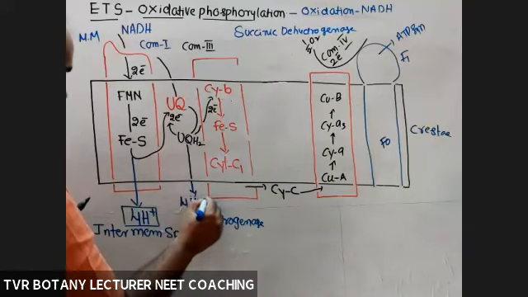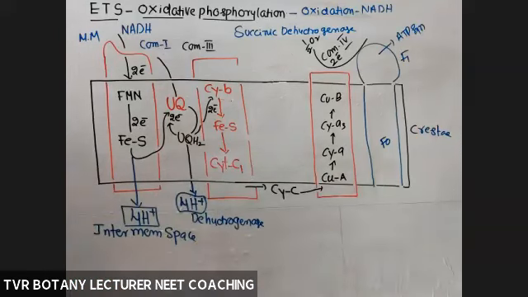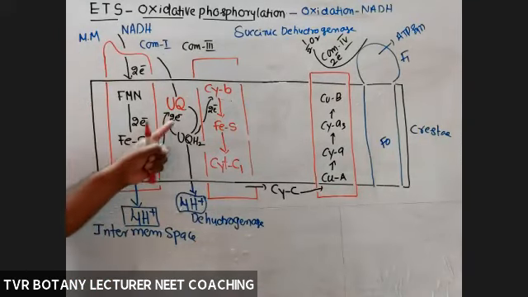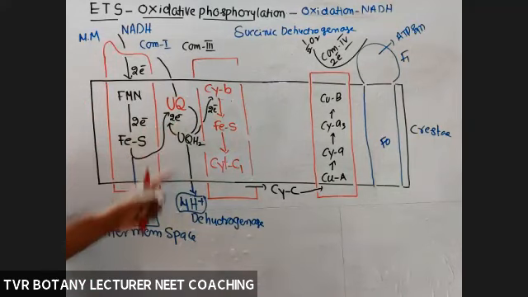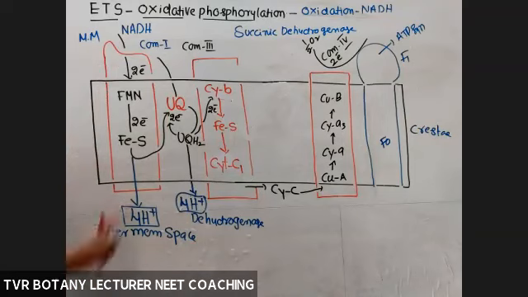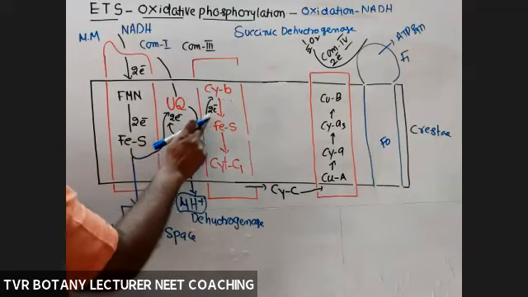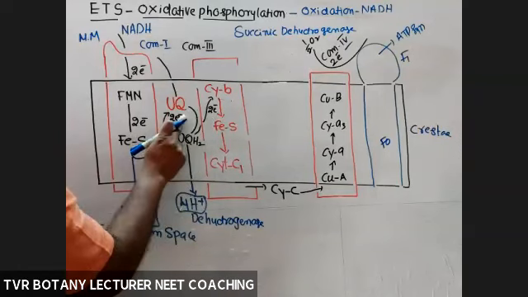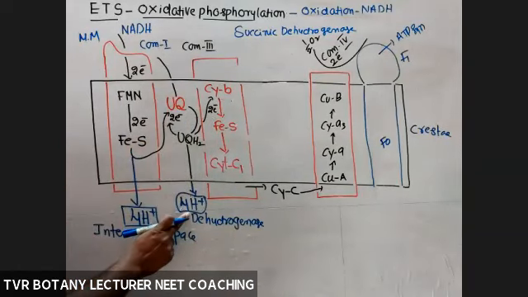4H+. Okay. Through complex 1, 4H+. Through ubiquinone here, 4H+. Proton translocating centers 1 and 2, from matrix to intermembrane space. Okay. So while 2 electrons are transferred to the cytochrome complex, 4 protons are released into the intermembrane space.